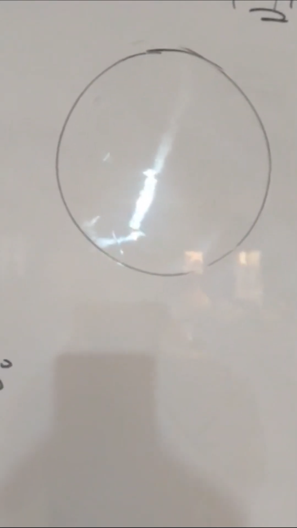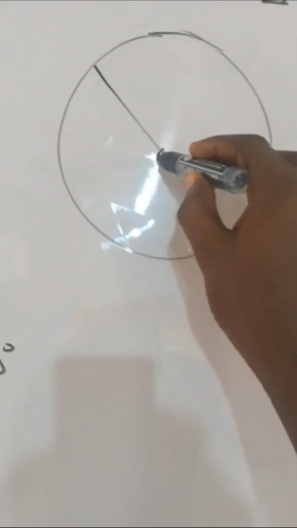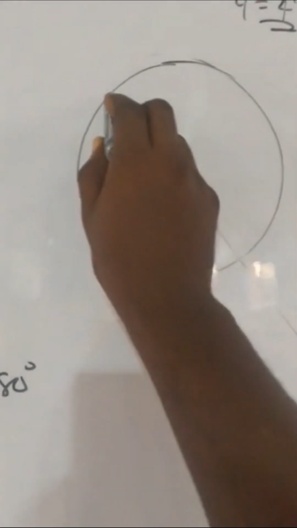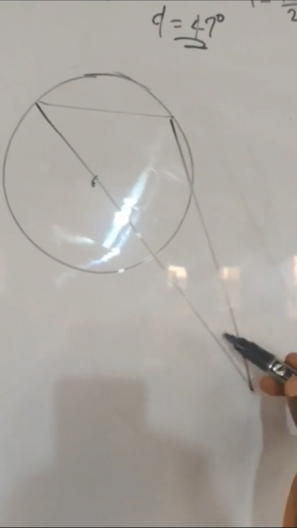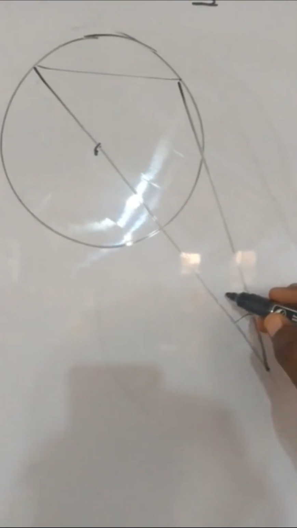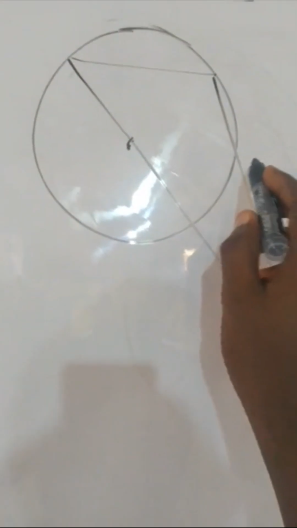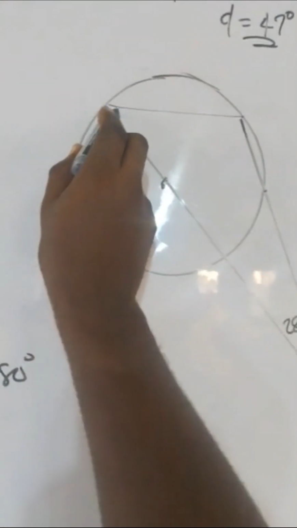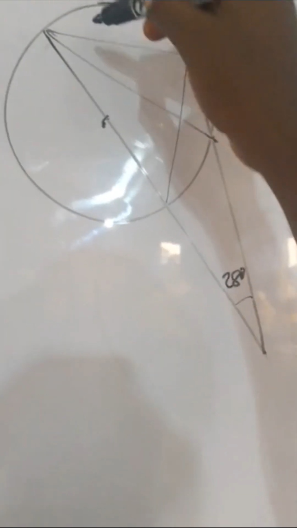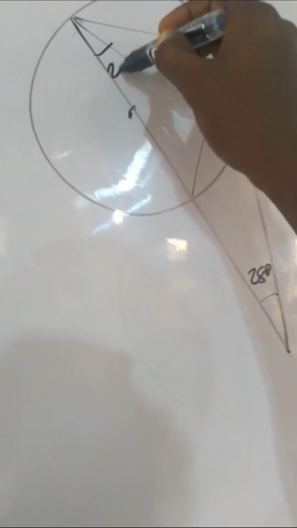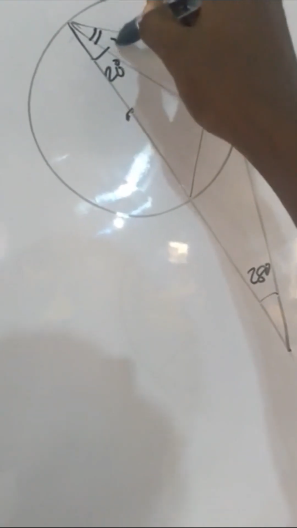Let me re-explain number 8. In this number 8, we have this line. This is the center of the circle. Then we have this, and we have this. This angle here is given to be 28 degrees. Then this line was joined to this, and this joined to this. This angle is given to be 20 degrees. And we are looking for this x.